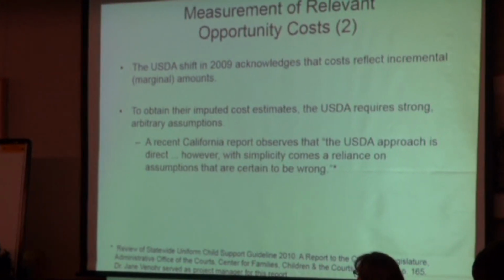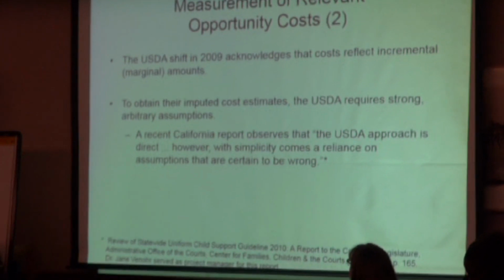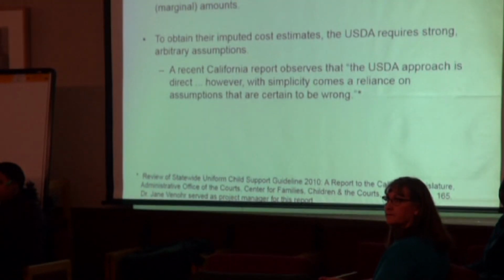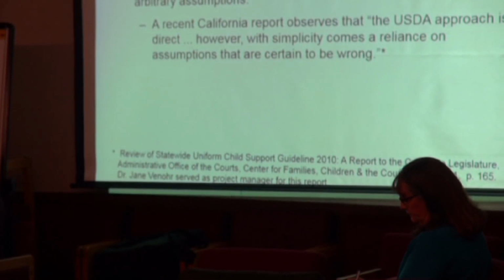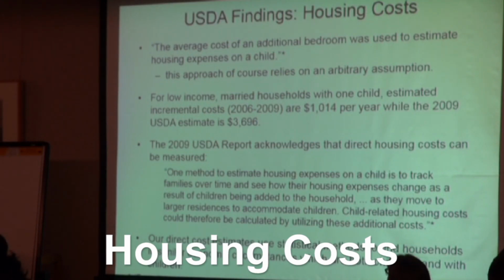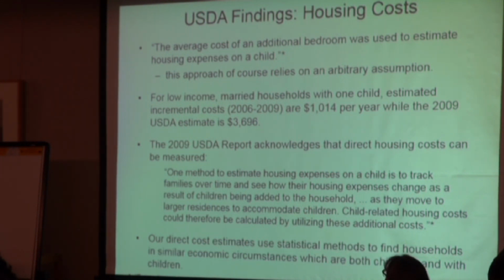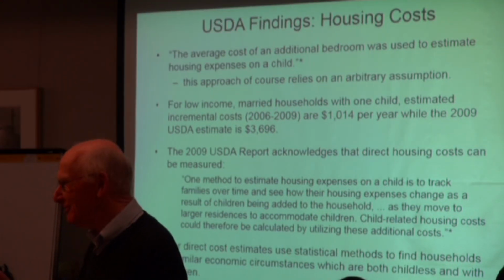They say, the USDA report, this is from the California report, they say the USDA approach is direct, but it relies on assumptions that are designed to be wrong. And I've got it here if you guys want to see it. Now, what are the assumptions? That people buy a second bed, third bedroom, an extra bedroom for a child. It's designed to be wrong. You know that doesn't happen. His numbers are 3.5 times mine, 3.5 times mine for the same income level. You have to ask yourselves whether that's reasonable.